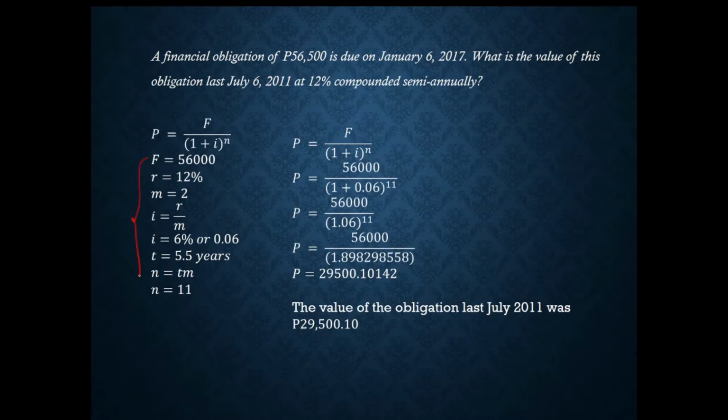You have those listed there, and check whether I've correctly substituted those values. But the value of the obligation last July 2011 was only 29,500 pesos and 10 centavos. So after around how many years? 5.5 years, that 29,500.10 pesos became 56,500 pesos. So please take note of that when you're borrowing money or trying to look for financial help with regards to compounded interest.